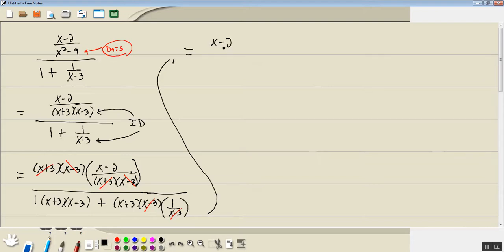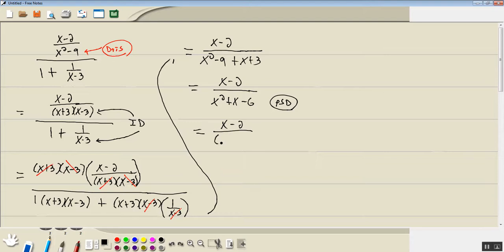Up on top we got x minus 2, and on the bottom, that 1 is trivial, that drops away, and I'm going to multiply this together. I'm going to FOIL it, I'm going to skip a few steps. That's x squared minus 9. I really do want to finish this before I have to go. And then x plus 3 times 1 is x plus 3. So that gives us x minus 2 over x squared plus x minus 6. And the bottom factors as PSD. So this factors as x plus 3 times x minus 2. And notice that the x minus 2's cancel. So we're going to be left with 1 over x plus 3.